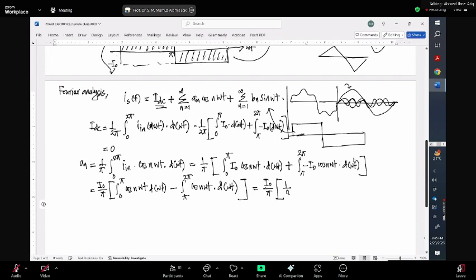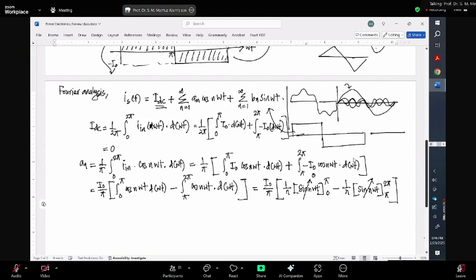Sir, sin n omega t divided by n. So 1 over n sin n omega t, with the limit from 0 to pi, minus again 1 over n sin n omega t, from pi to twice pi. So what is the value of sin pi? It should be 0. What is the value of sin 0? That is also 0. So this whole term would be 0. Again, what is the value of sin 2 pi? It is 0.